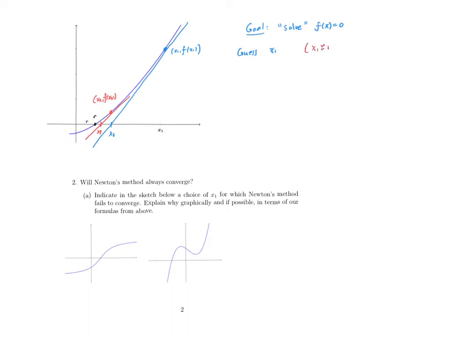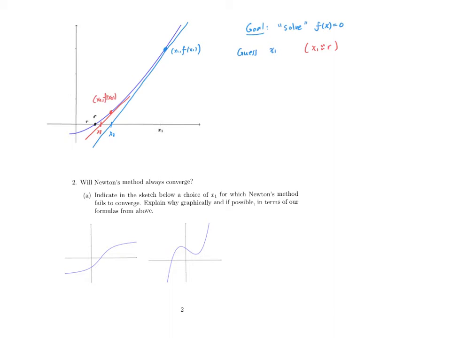So x1 is approximately equal to r. And somehow we come up with this guess. It could be from a graphical exploration, it could be just given to us in the problem. But some initial guess has to be the starting point. Then from that guess, we have this iterative method that we apply.